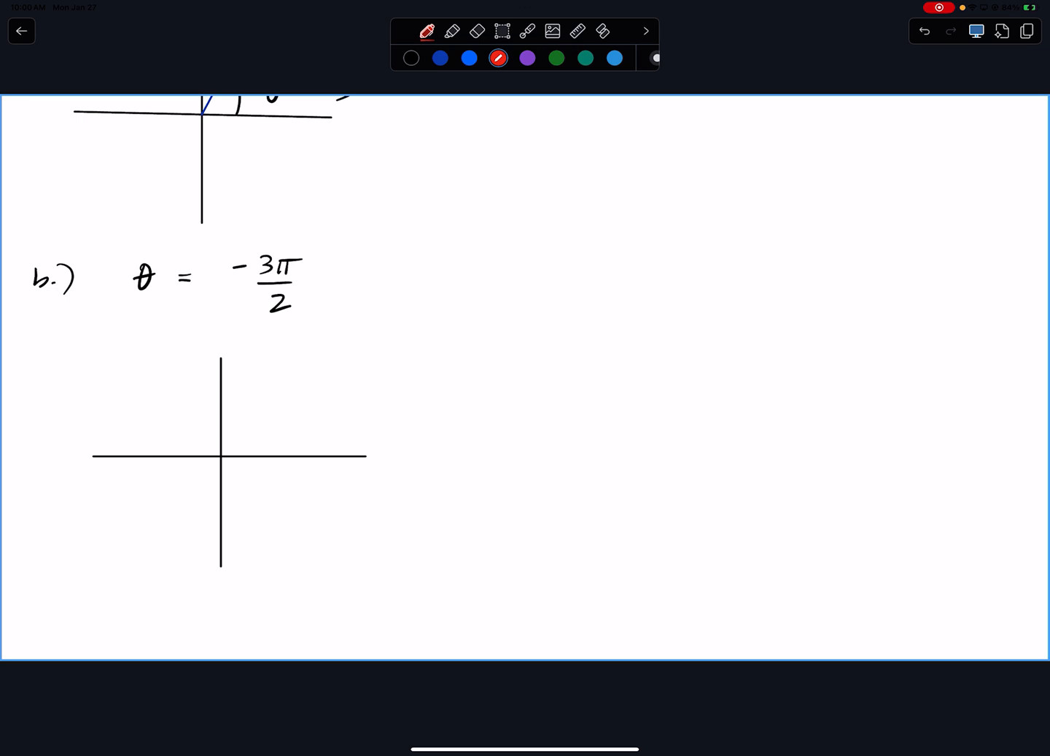So I'll just write that off to the side. Negative 3 pi over 2 is the same thing as negative 3 times 90 degrees, which is negative 270 degrees. There are examples in these notes that show you how to convert back and forth. So you will see that again. I know we did that in Math 3, but we're going to do it again.